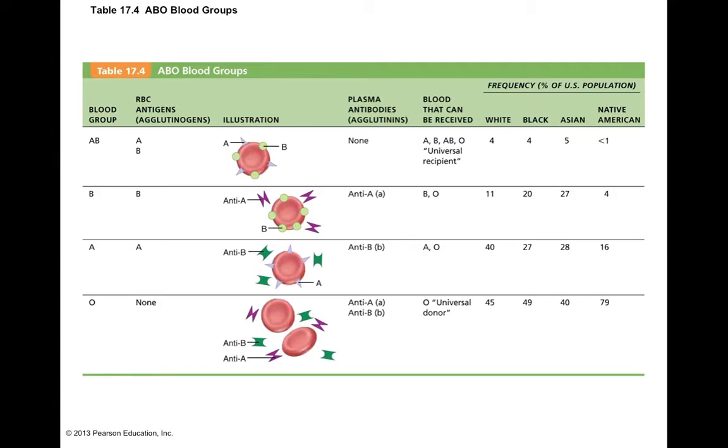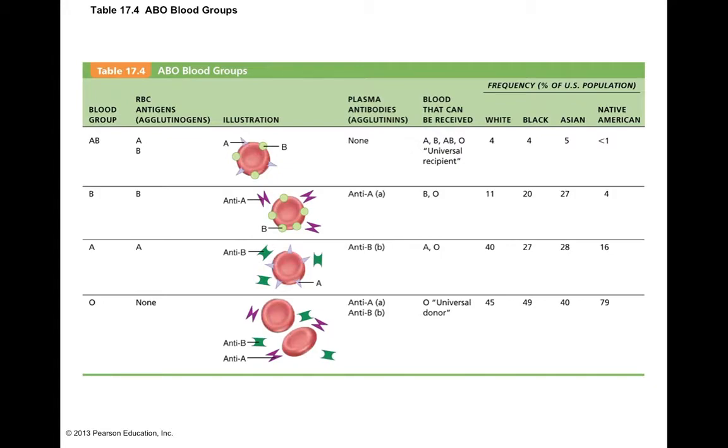Yes, because remember, O is not an antigen. O is the absence of A or B. So that's when we talk about O as being a universal donor, right? Because it lacks A or B, which means it can go to anybody who has A, B, or AB, right? Or even other O's, okay?